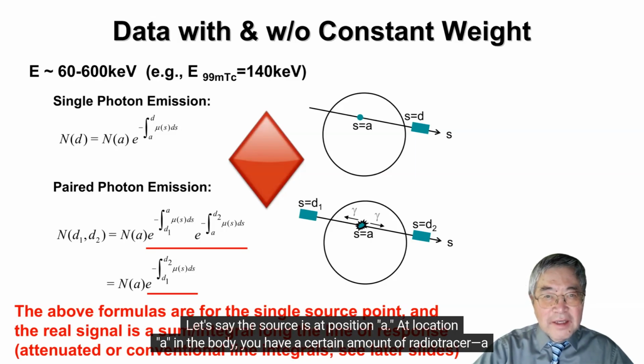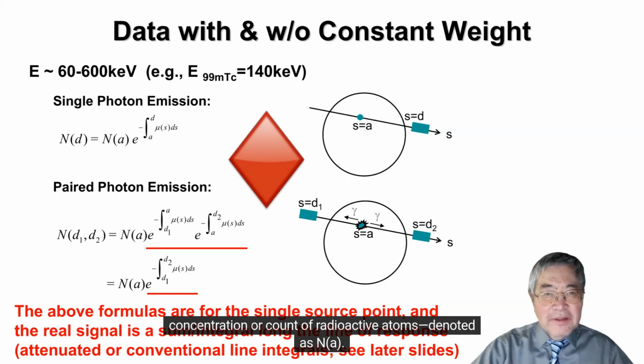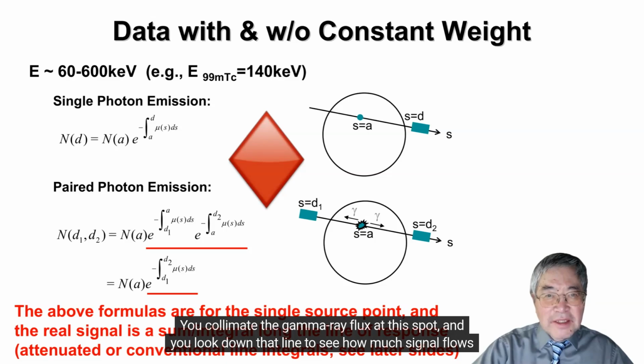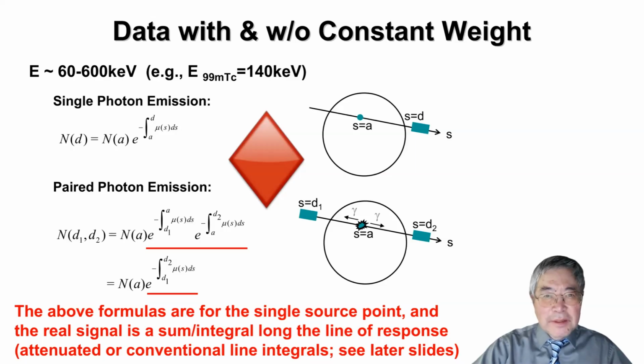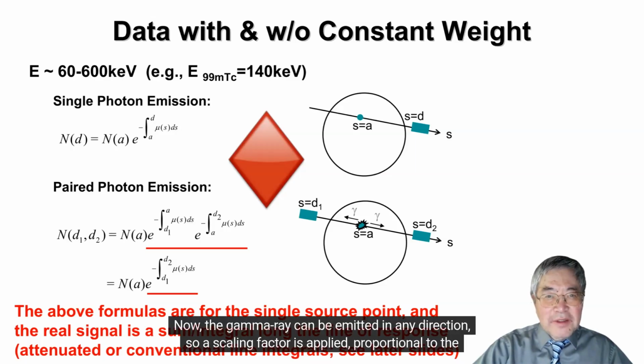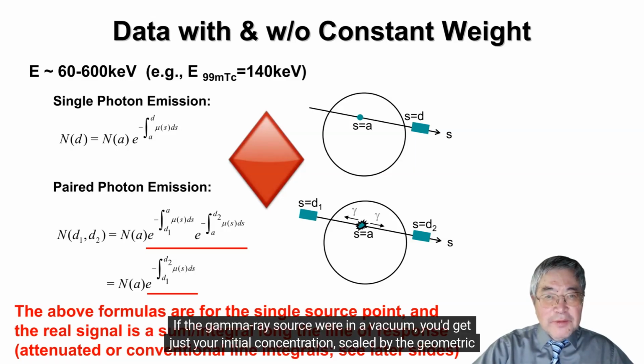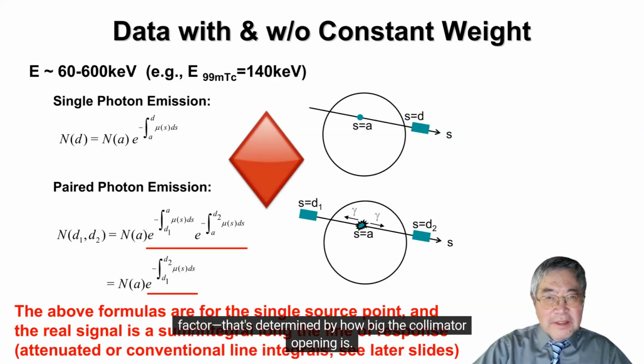At location A in the body, you have a certain amount of radio tracer, a concentration or count of radioactive atoms, denoted as Na. You collimate the gamma-ray flux at this spot, and you look down that line to see how much signal flows toward the detector. Now, the gamma ray can be emitted in any direction, so a scaling factor is applied proportional to the size of that mechanical collimator. At the detector, you measure how many gamma ray photons you can receive. If the gamma ray source were in a vacuum, you'd get just your initial concentration, scaled by the geometric factor. That's determined by how big the collimator opening is.